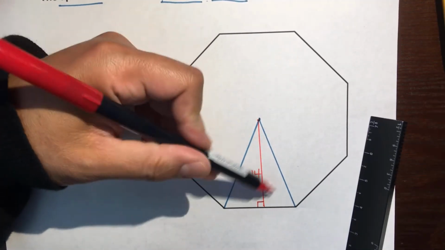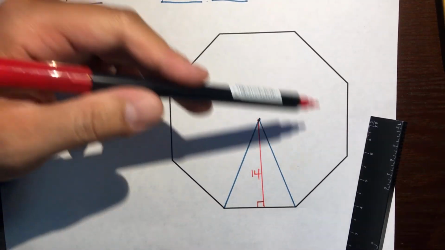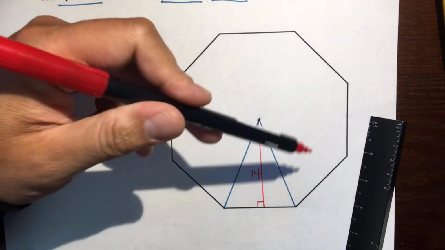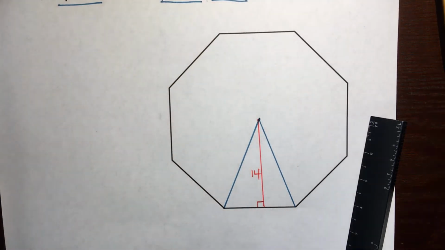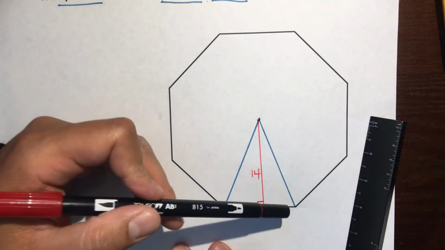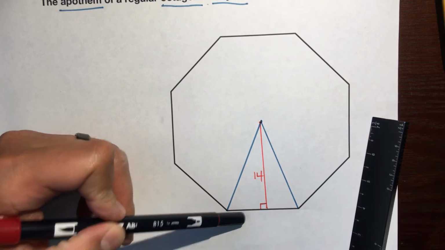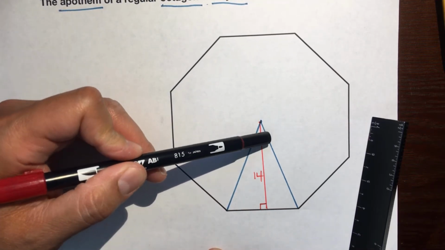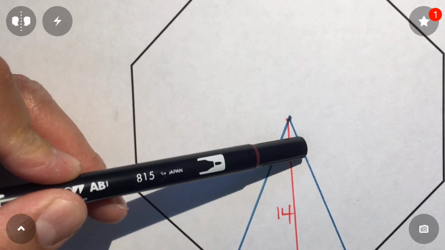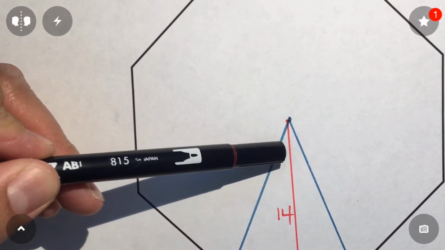Find the area of one triangle, then multiply it by 8 because it's an octagon. If you have 8 congruent triangles, you can make one full regular octagon. So we need to figure out the length of the base. But before we can find the length of the base, we need to figure out the length of this angle. But before we can find that angle, we need the measure of this entire angle.